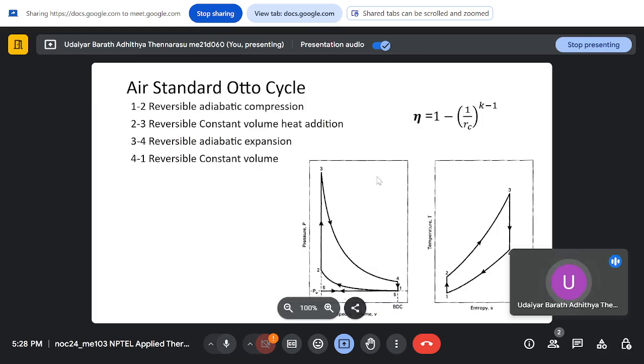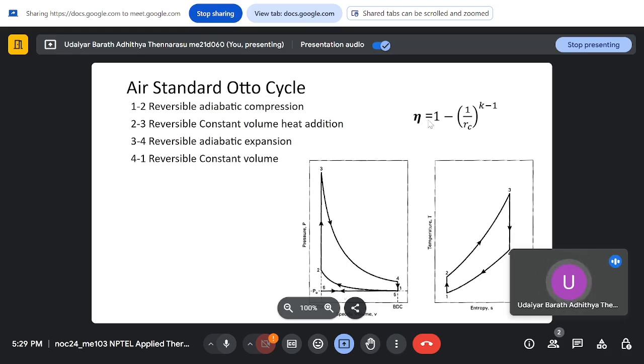And this internal combustion engine can operate in 3 cycles, first being the Otto cycle, then the diesel cycle, and a dual cycle. In the Otto cycle, first is reversible adiabatic compression 1 to 2, then you have a constant volume heat addition, and then 3 to 4 is reversible adiabatic expansion, and 4 to 1 is a constant volume rejection, that's the exhaust basically. So this is the cycle.